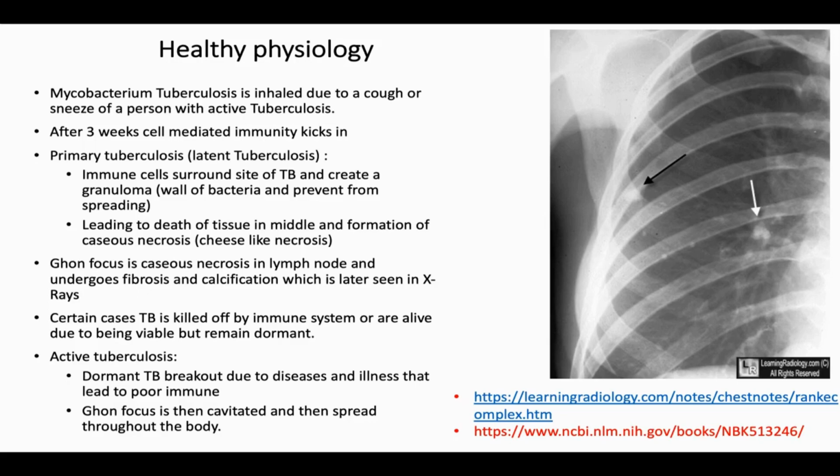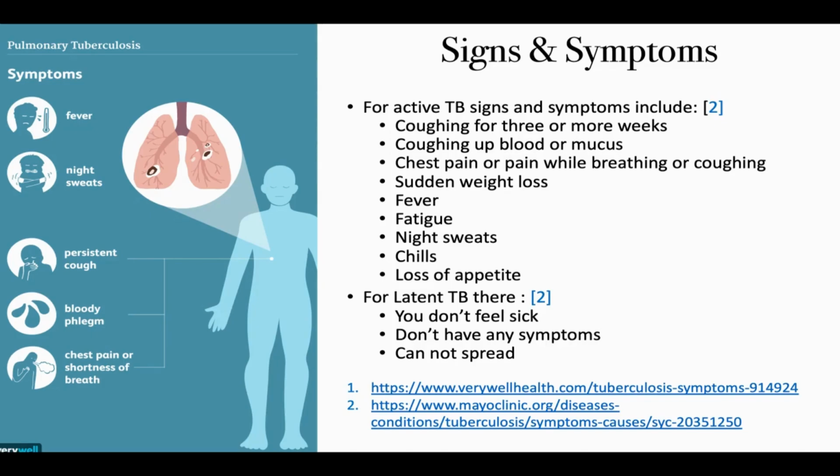Here we can see how the calcified granulomas are being seen. So, in certain cases of tuberculosis, the bacteria is killed off by the immune system or is alive, viable but remaining dormant. In active tuberculosis, it is basically the dormant TB cells breaking out due to diseases or illnesses that lead to a poor immune system. Then the Ghon focus is cavitated and spreads throughout the body, causing the mycobacterium to infect. And everything I said could be found in the information down below.